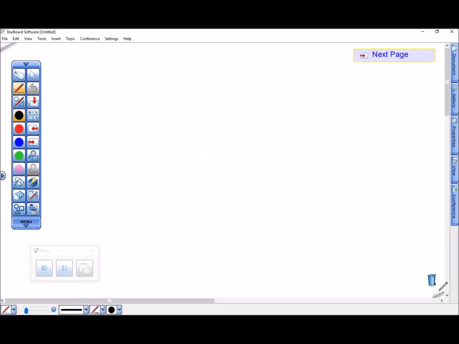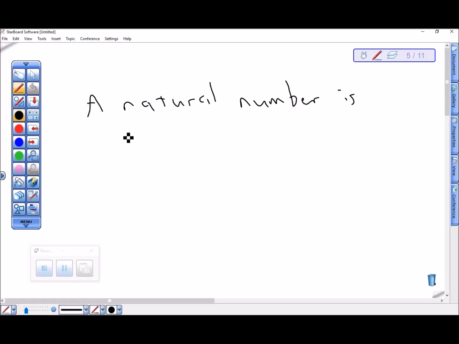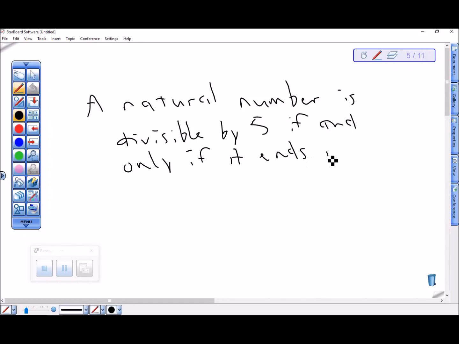Okay, let's get our next one. So let's look at 5. A natural number is divisible by 5 if and only if it ends in a 0 or a 5. Okay, because think about multiples of 5. Think about counting by 5. 0, 5, 10, 15, 20, and so on. All those guys end in 0 or 5, so a natural number is divisible by 5 if and only if that number ends in a 0 or 5.